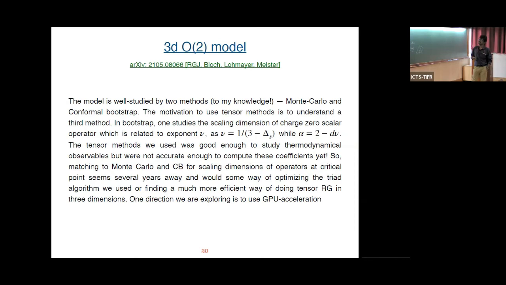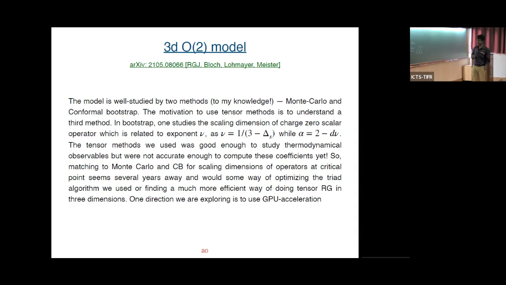So for example, conformal bootstrap folks compute this charge zero scalar, which is related to the critical exponent nu by this. And then nu is related to the dimensionality and the alpha coefficient like this. Alpha is just the divergence in the specific heat, which we can measure on the tensor network computation. So the ideal scenario would be to compute alpha using tensor network computation, see what you get for nu, and then compare it to the delta S computation from conformal bootstrap.